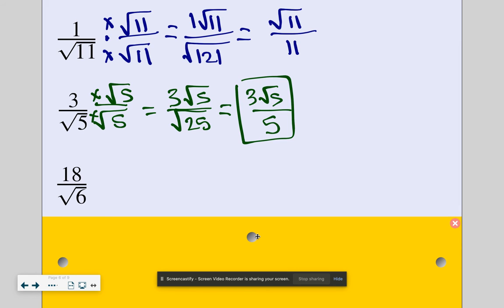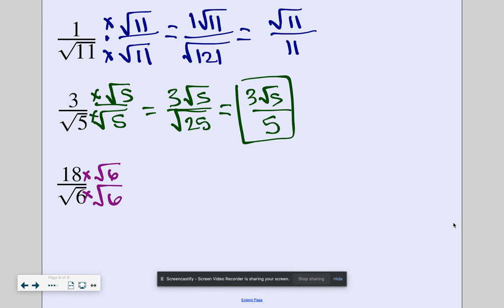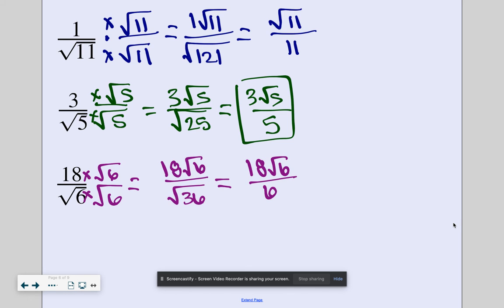Okay, we got 18 over square root of 6. Well, we don't want that square root of 6 in our denominator. So what we do is, remember, multiply by square root of 6, both top and bottom. So in the top, we have 18 square root of 6. In the bottom, we have square root of 36. So we have 18 square root of 6 over 6.